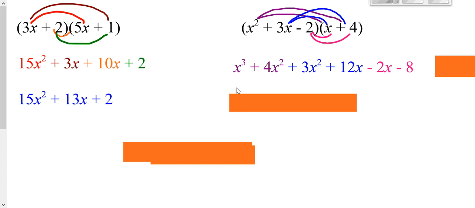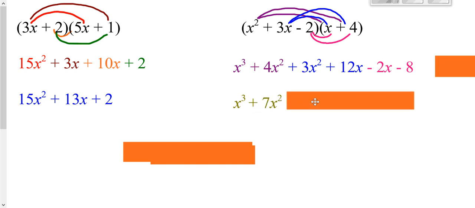Combine together in like terms, you have no other cubes, so you bring that down. You have 4 of the x squareds here, plus 3 more of the x squareds is 7 of the x squareds. Then you have 12 of the x's minus 2 of the x's, and then bring down your 8.